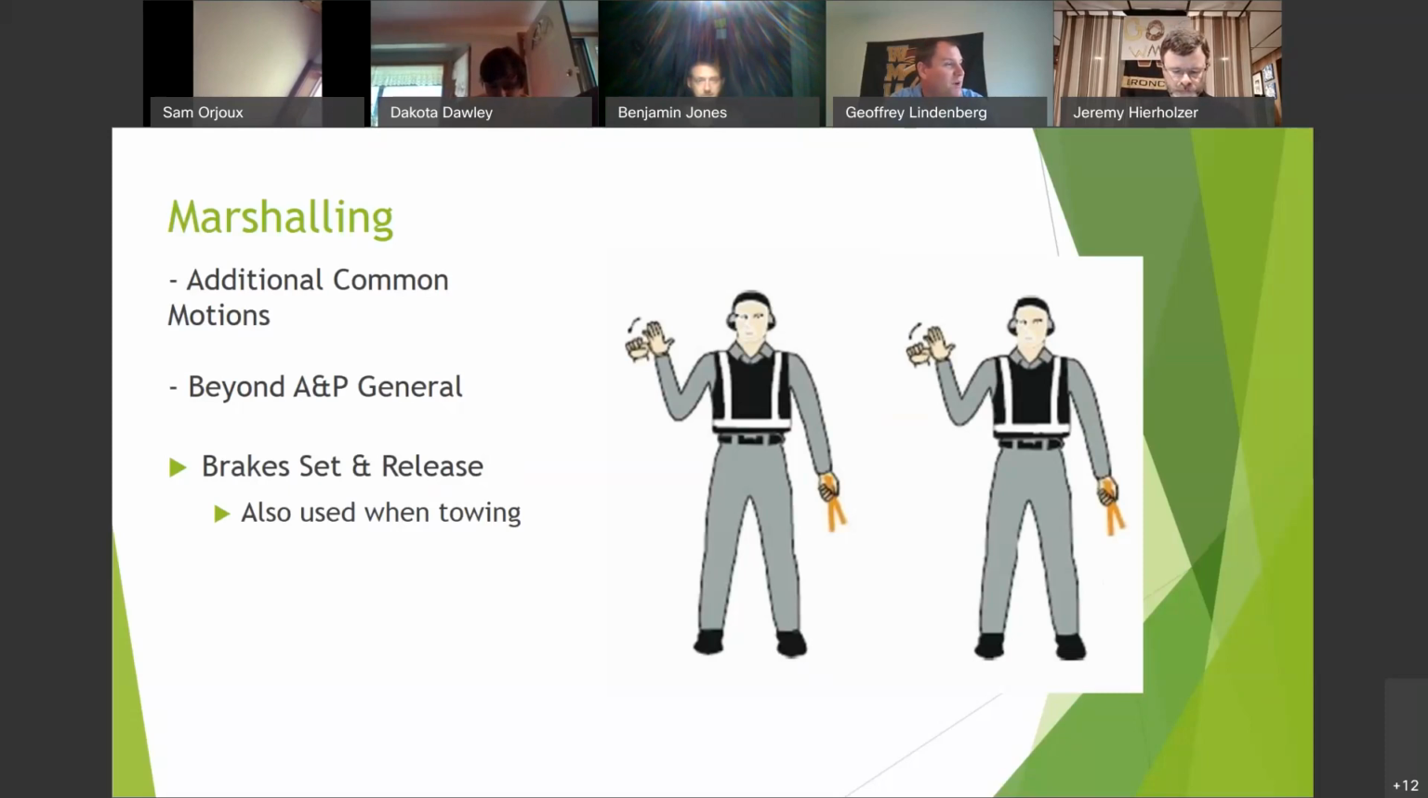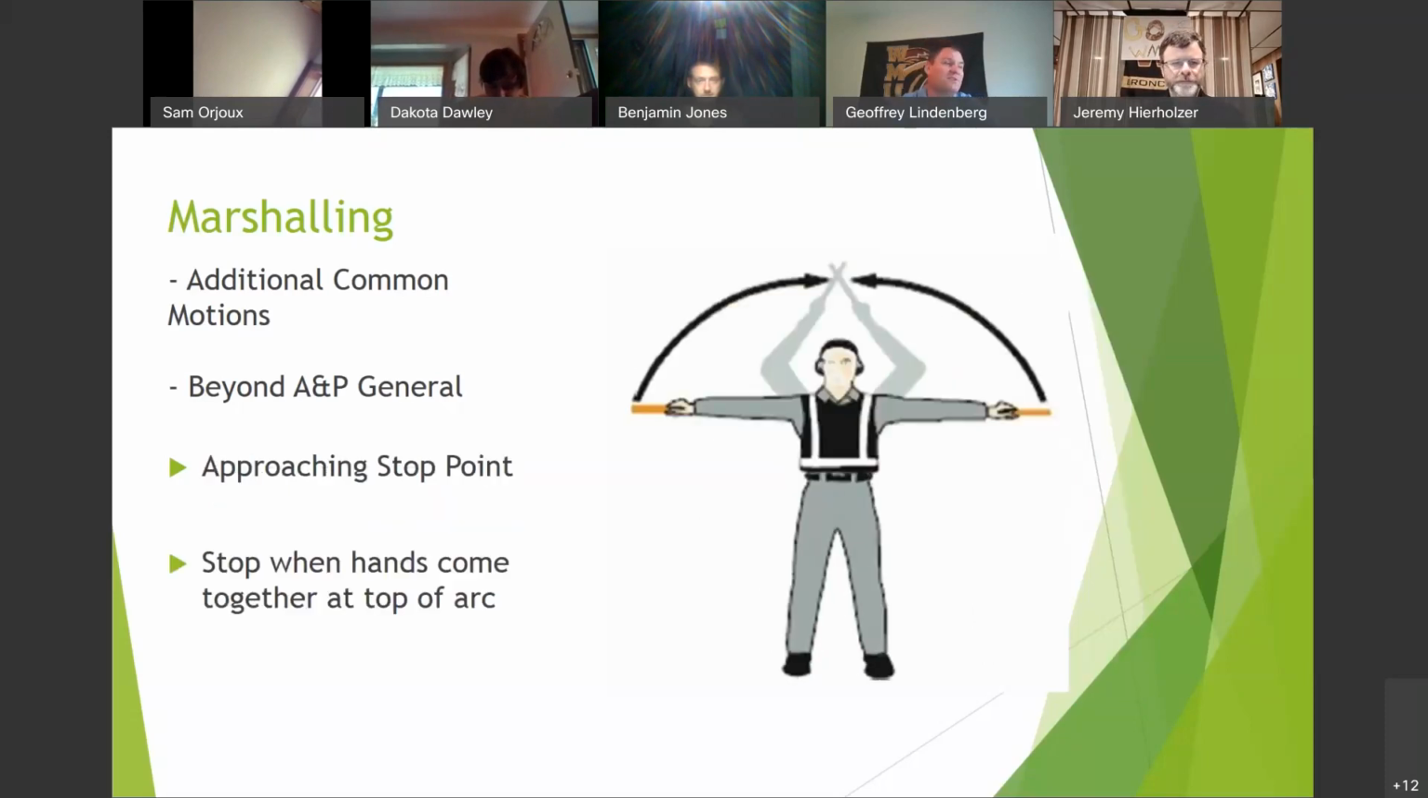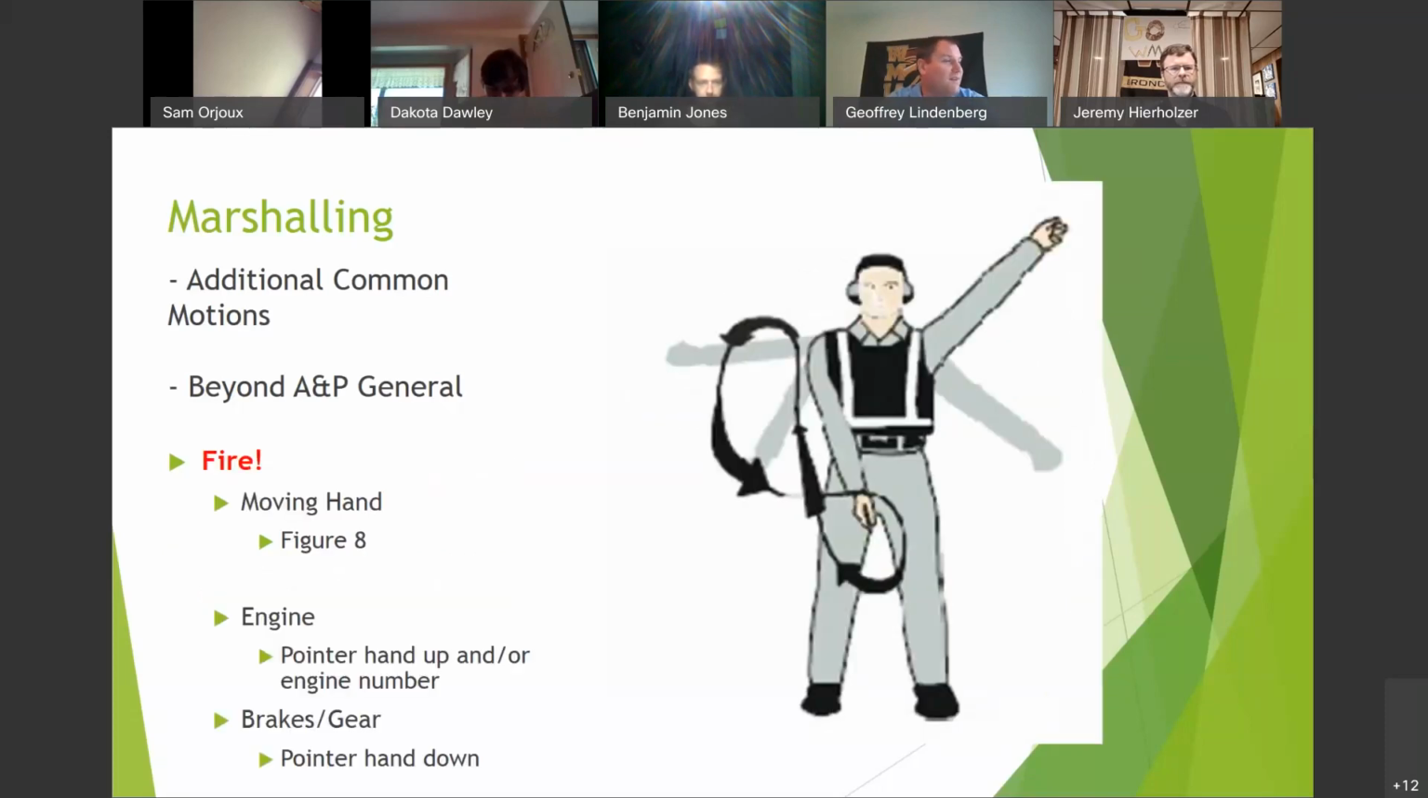So yeah, there's the brakes. We talked about this, the approaching stop point, hands come together. In Europe they standardize this, versus the US where they just stick them up. In Europe they've actually said this is approaching a stop, hands come together at the top of the arc, like we were showing earlier. This one is accepted in the US, and again, I don't know why Europe has it standardized, but we don't.